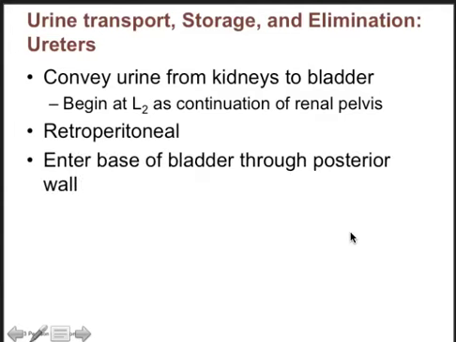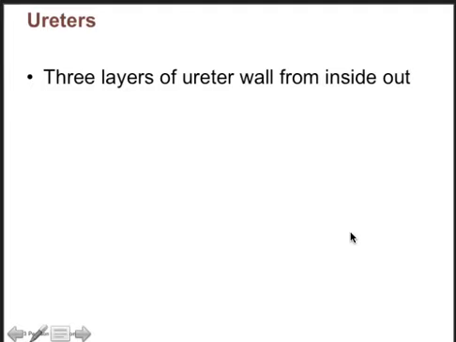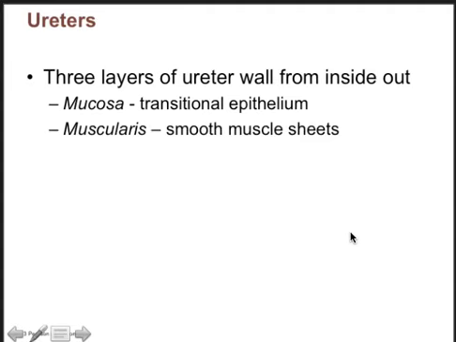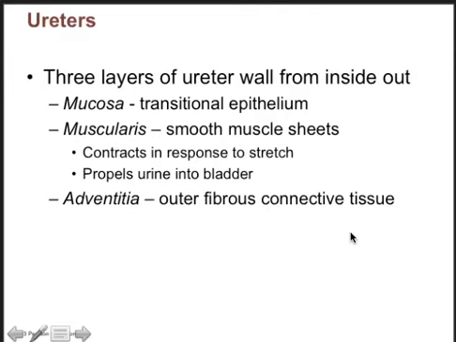The kidneys, remember, are retroperitoneal. The ureters enter the base of the bladder through the posterior wall of the bladder. As the bladder pressure increases, the distal ends of the ureters will close, and this normally prevents backflow of urine. The ureters have three layers of wall from inside to the outside. The mucosa is made up of a transitional epithelium, meaning it has the ability to stretch. The middle or muscularis layer has sheets of smooth muscle, so it's capable of contracting in response to stretching. And it also helps propel the urine into the bladder. And the adventitia is an outer fibrous connective tissue layer that anchors it to the body wall.